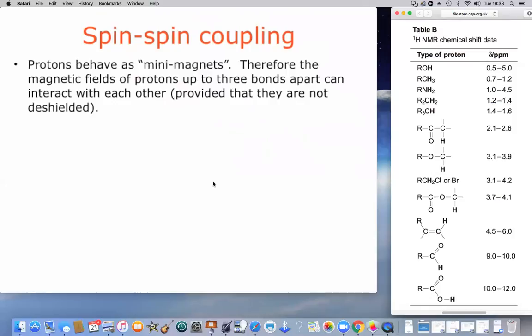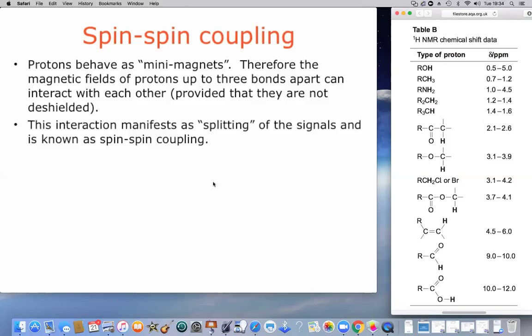The reason it comes about, and again, this is probably going into a little bit more detail than you need for A-level chemistry, but it might help visualize what's going on. Because these protons have this property called spin, they essentially behave as mini magnets themselves. That means that they'll interact with an applied magnetic field, but they'll also interact with each other if they are up to 3 bonds apart. The individual magnetic fields of the different protons can interact. And when this happens, the signal undergoes a process called splitting, and it takes on a different composition. The phenomenon is known as spin-spin coupling.